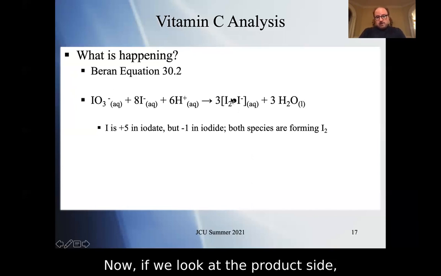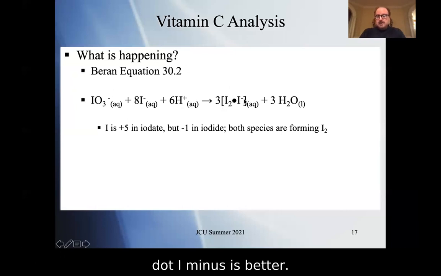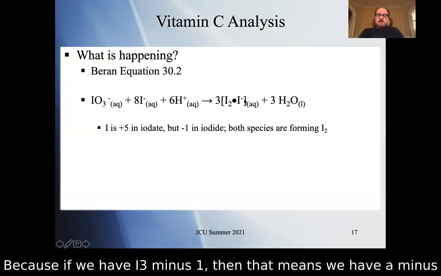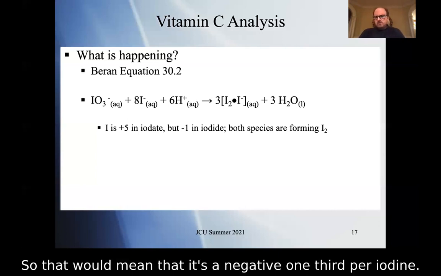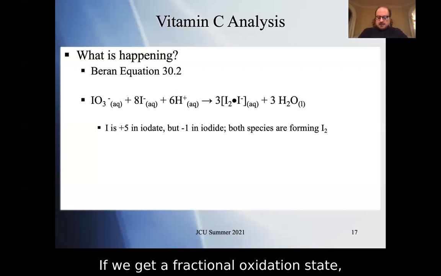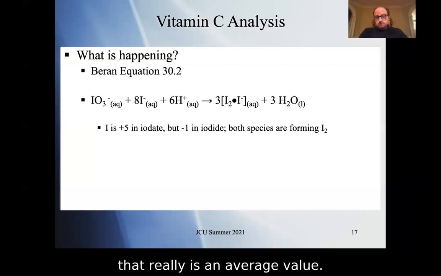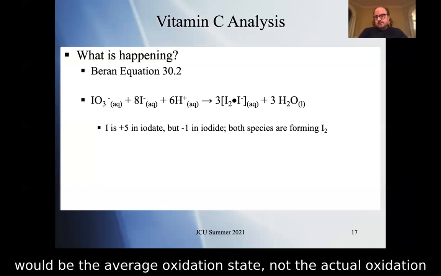Now, if we look at the product side, this is where viewing it the way I described it here, as I2·I minus, is better. Because if we have I3 minus 1, then that means we have a -1 charge split over 3 I's, right? So that would mean that it's a -1/3 per iodine, right? But we can't really split an electron into thirds. If we get a fractional oxidation state, that really is an average value. So, -1/3 would be the average oxidation state, not the actual oxidation state.